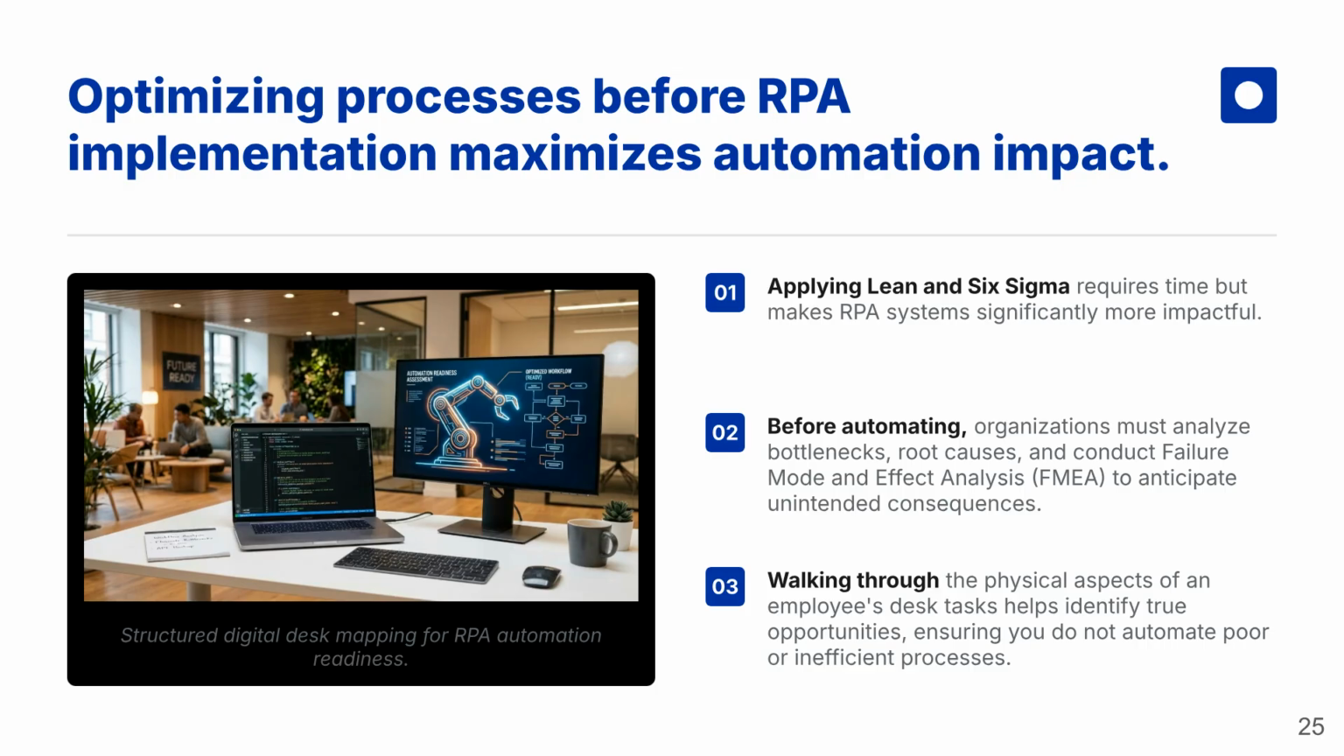The slide also introduces failure mode and effect analysis, commonly called FMEA. FMEA is a systematic technique used to identify potential failures in a process, understand their possible causes, evaluate their impact, and prioritize corrective actions. By predicting problems in advance, organizations can prevent errors instead of reacting after they occur.